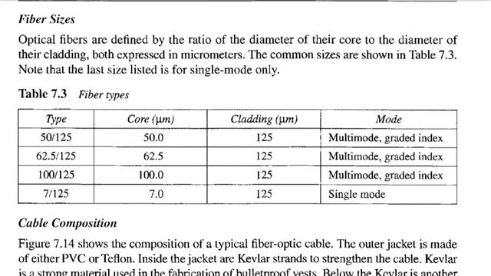Fiber sizes. Optical fibers are defined by the ratio of the diameter of their core to the diameter of their cladding, both expressed in micrometers. The common sizes are shown. Note that the last size listed is for single mode only.